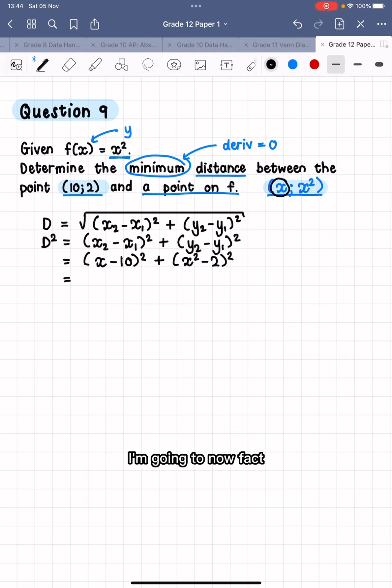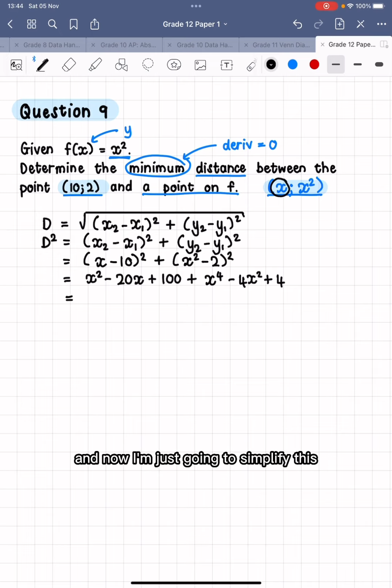From there I'm going to multiply it out, because I can't find the derivative of that. So if you square that bracket, you're going to get x squared minus 20x plus 100, plus, when you square an x squared minus 2, you're going to get x to the 4 minus 4x squared plus 4. And now I'm just going to simplify this.